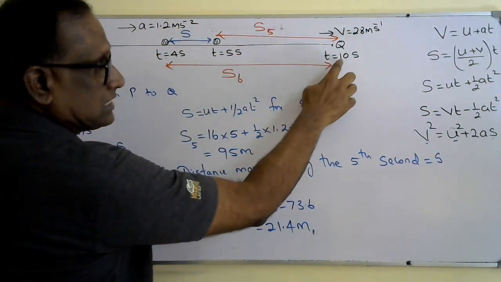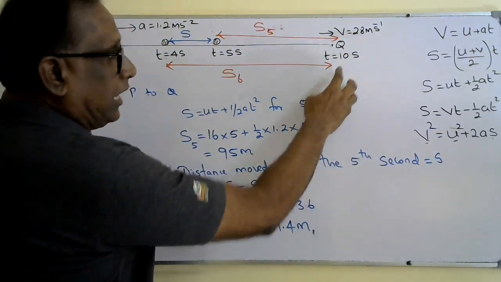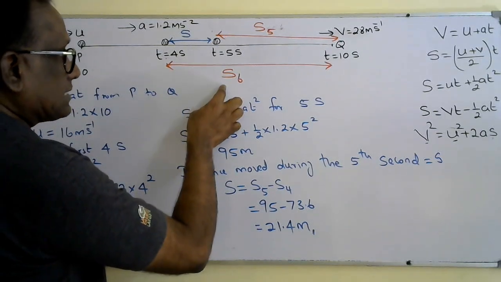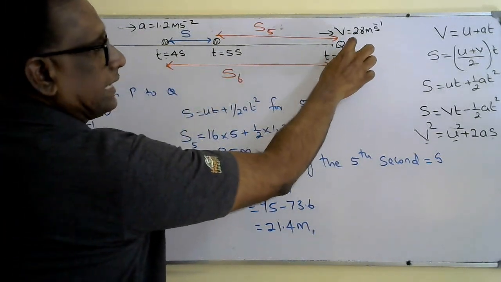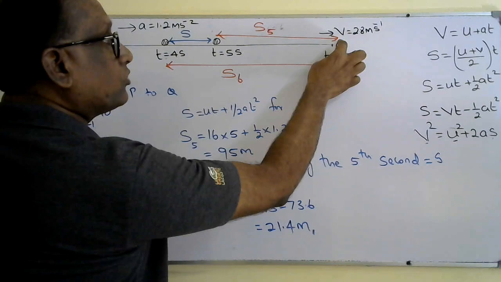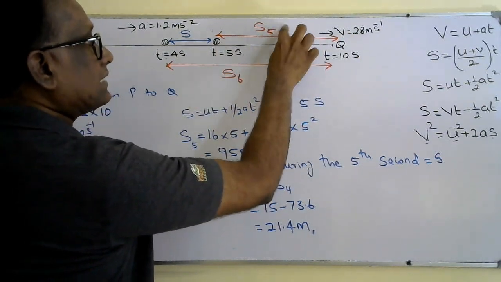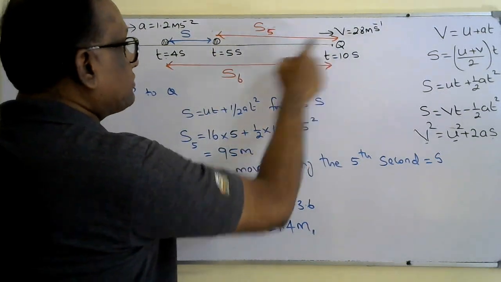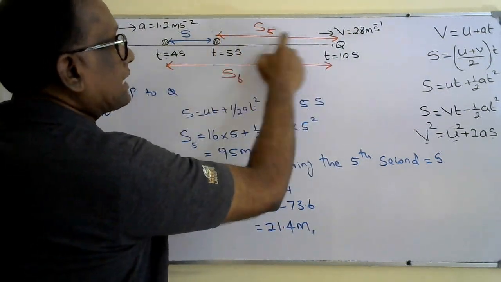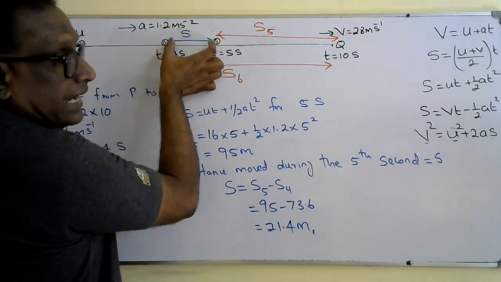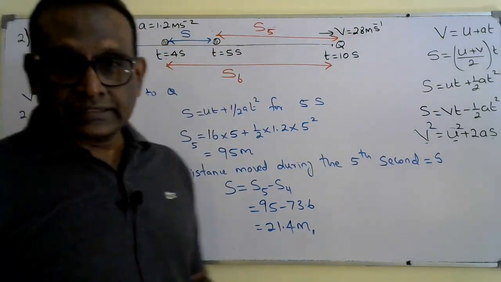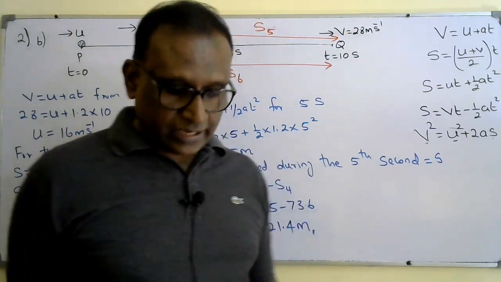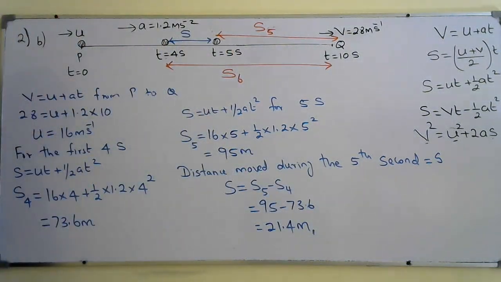So I know the speed at 10 seconds is 28. Before that, during the last 6 seconds, the distance traveled is S6. If I know the speed at that point, which is 28, before that, during the last 5 seconds, the distance traveled is S5. So S6 minus S5 is the question, but they asked during the time interval 4th second to 5th second, or during the 5th second. Okay, we'll try that way. We'll get the same answer.